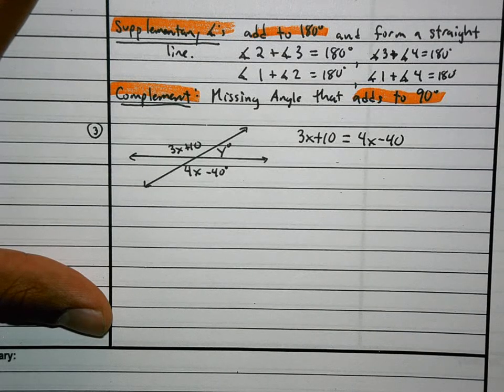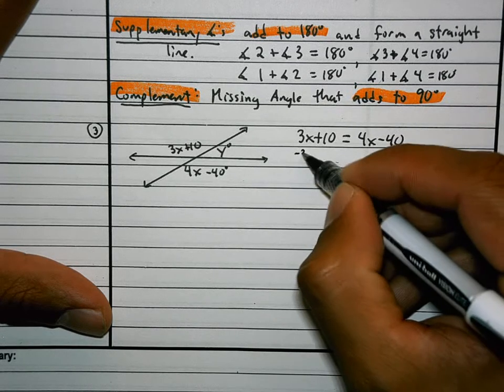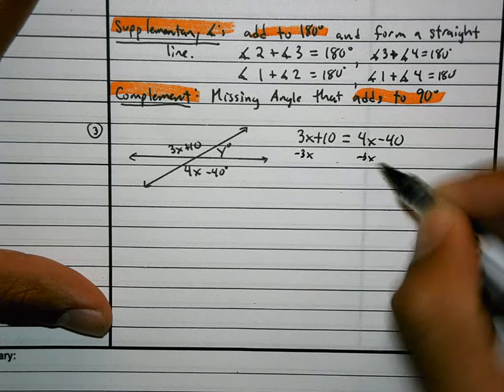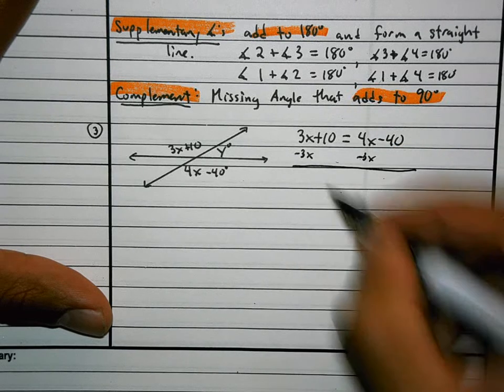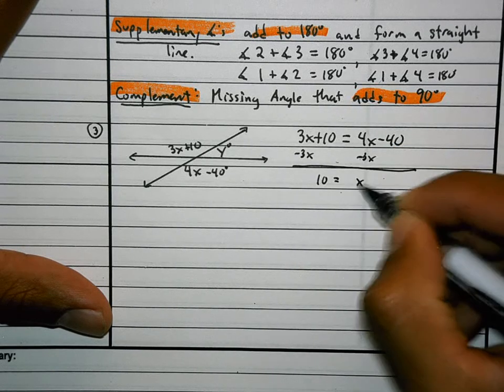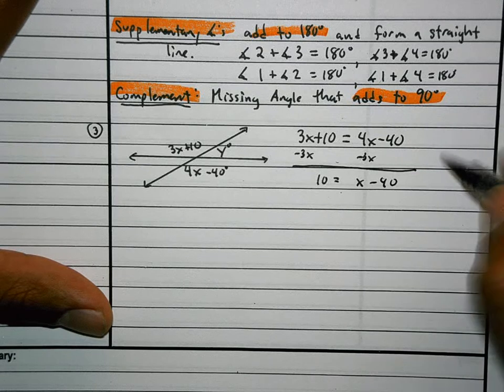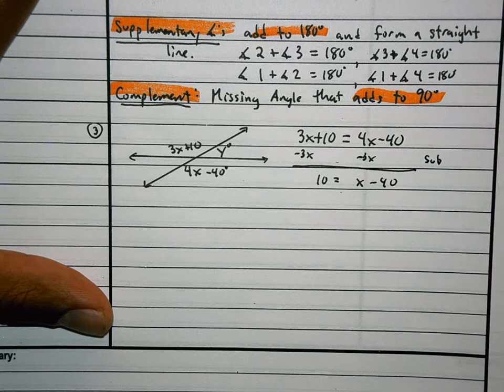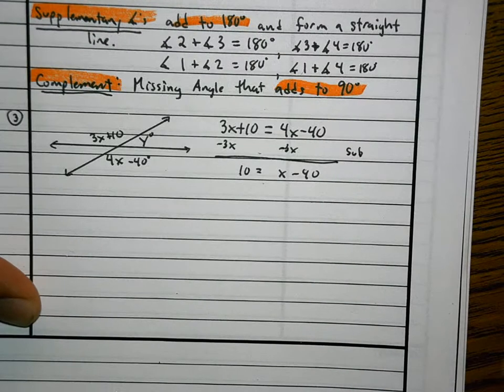Let's use the subtraction property of equality. If I do the subtraction property of equality, I can subtract 3x from both sides. 10 equals x minus 40. That's because I used the subtraction property of equality.